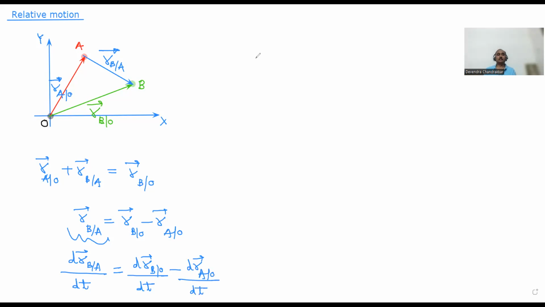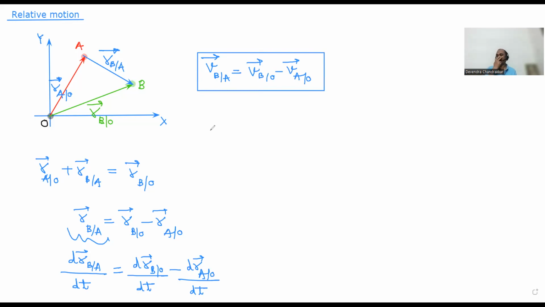Akshit, what do you get? Sir, velocity. Very good. Its velocity VBA is equal to VBO minus VAO. Clear? Now this is the velocity of B with respect to A. So whenever two objects are moving and we want to observe the velocity of one with respect to the other object, this is how we do it.